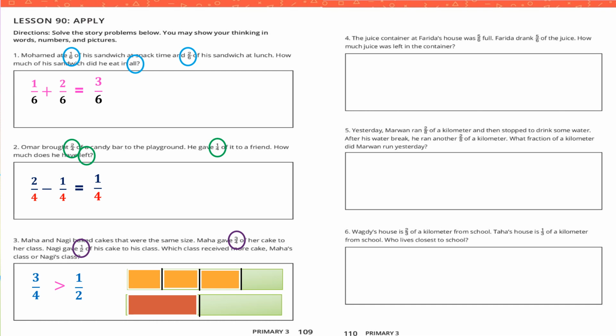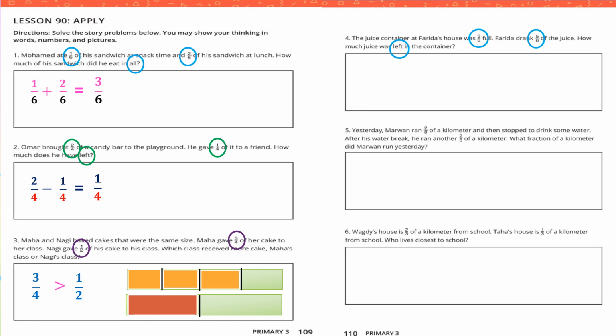The next page, number 4. The juice container at Farida's house was 5 over 6 full. Farida drank 5 over 6 of the juice. How much juice was left in the container? Here, don't forget the steps. Our steps here: circles on the fractions and on the keyword. The keyword here is left. Left means minus. Don't forget, put the greatest fraction first.